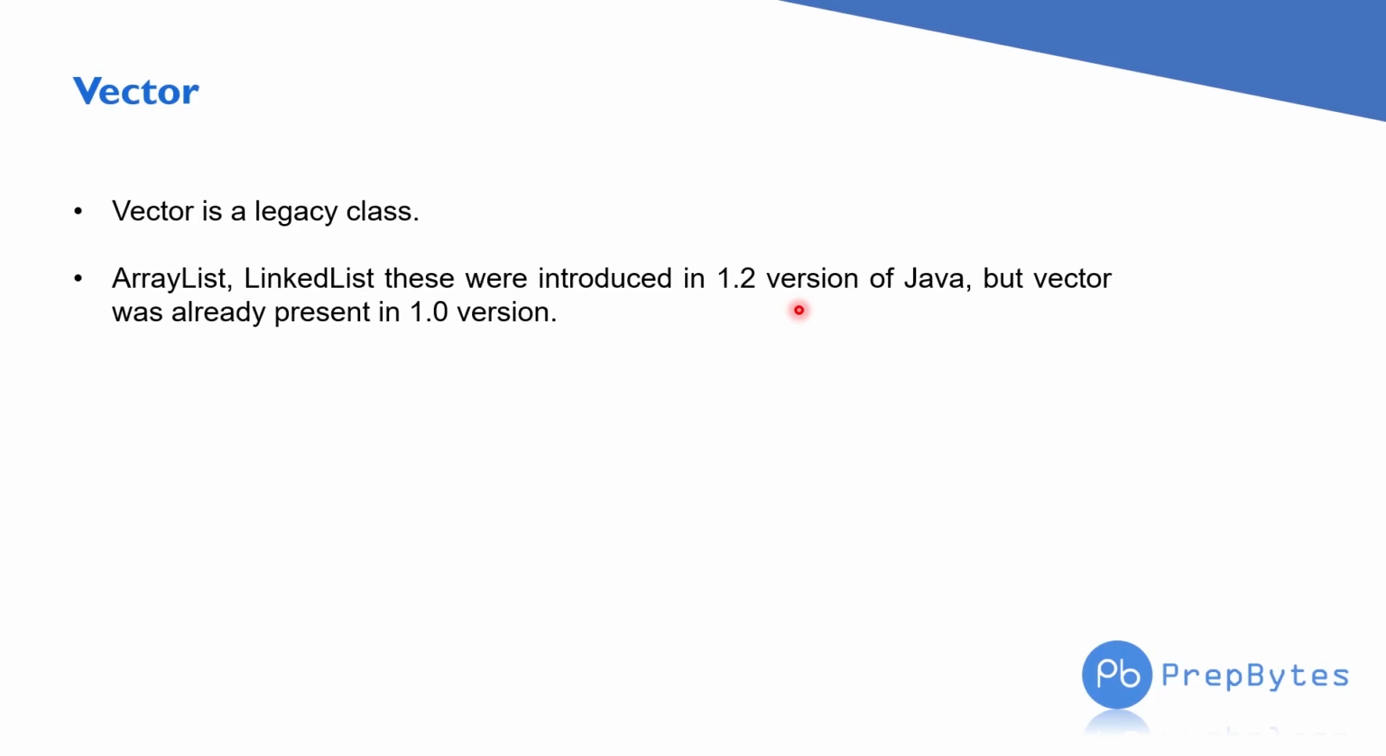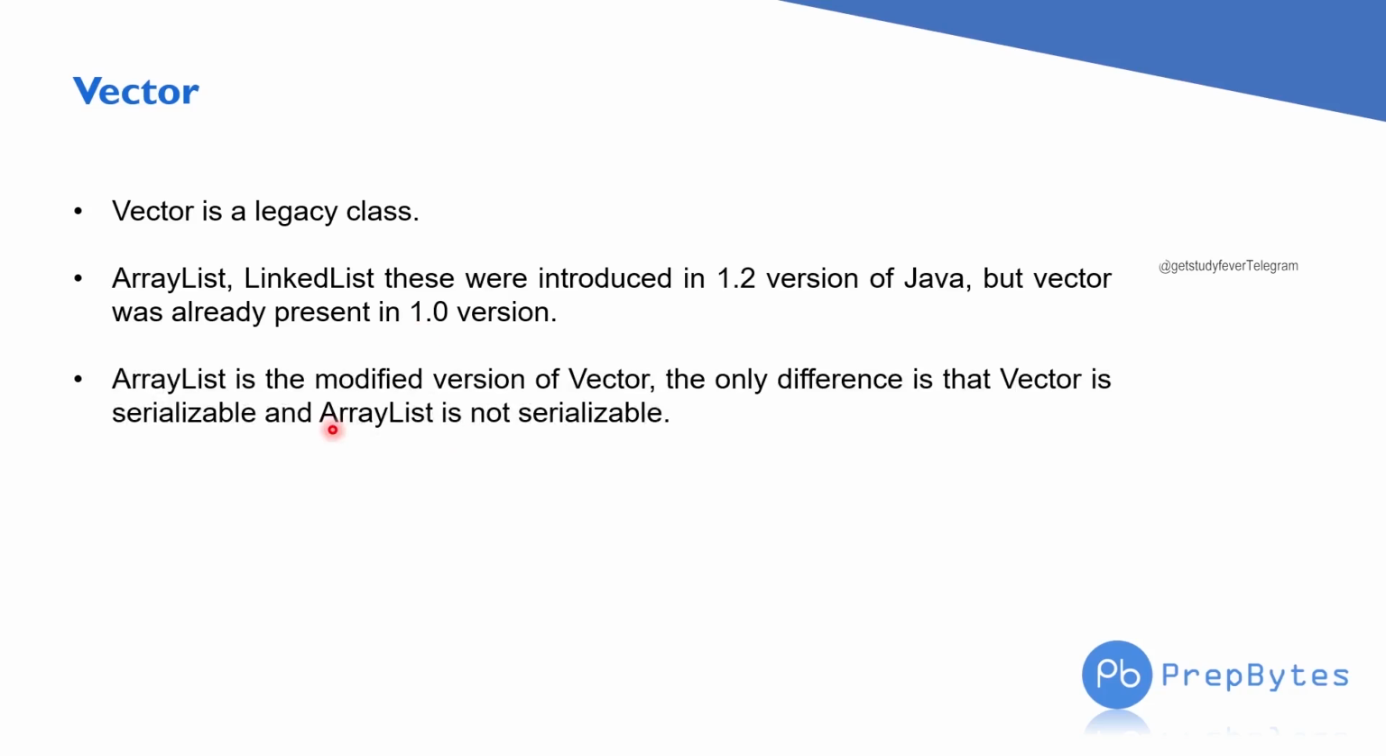So what is vector? Vector is a legacy class. What do we mean by a legacy class? Array list and linked list were introduced in version 1.2 of Java with our collection framework, but vector was already present in version 1.0. It was configured to be part of the collection framework when the collection framework was introduced in version 1.2, but it was already present in version 1.0.